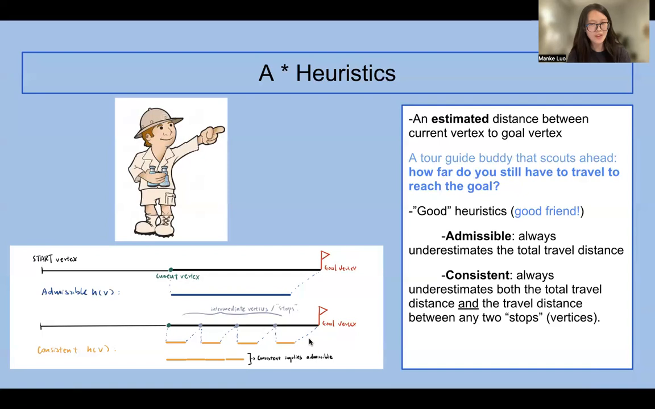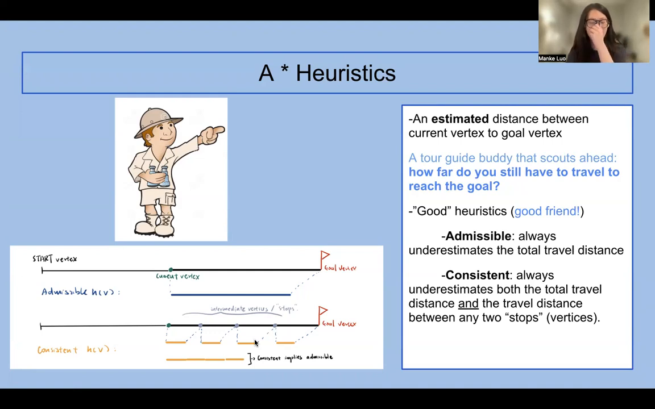A very cool observation is that if you stitch these little orange chunks together, this distance is guaranteed to be less than the total distance you have to travel, meaning that a consistent heuristic implies that it is also admissible. If you know that a heuristic is consistent, it guarantees that it is also admissible. But the other way around is not necessarily true.